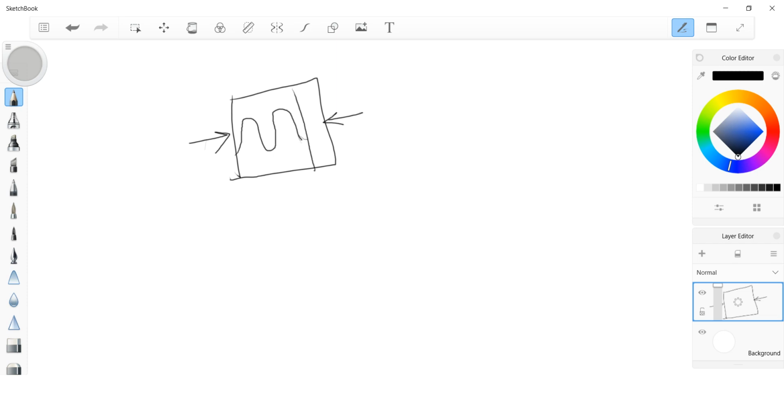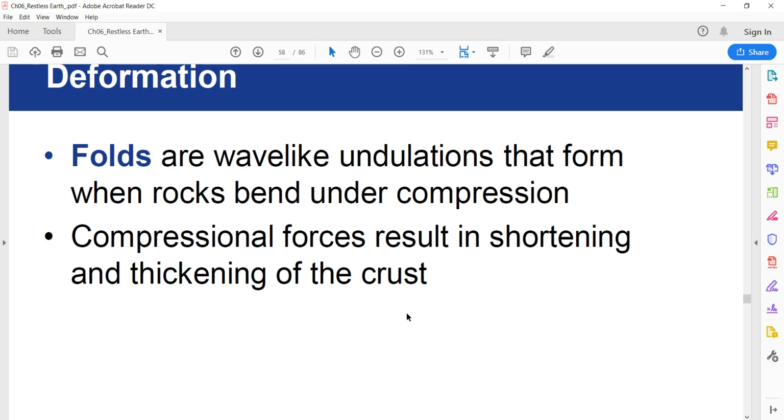So suppose this is your new width of the rock, then it will have some kind of wave-like undulations, and that is called a ductile deformation here. And compressional forces result in shortening and thickening of the crust. So this is another important distinction between brittle deformation and ductile deformation.